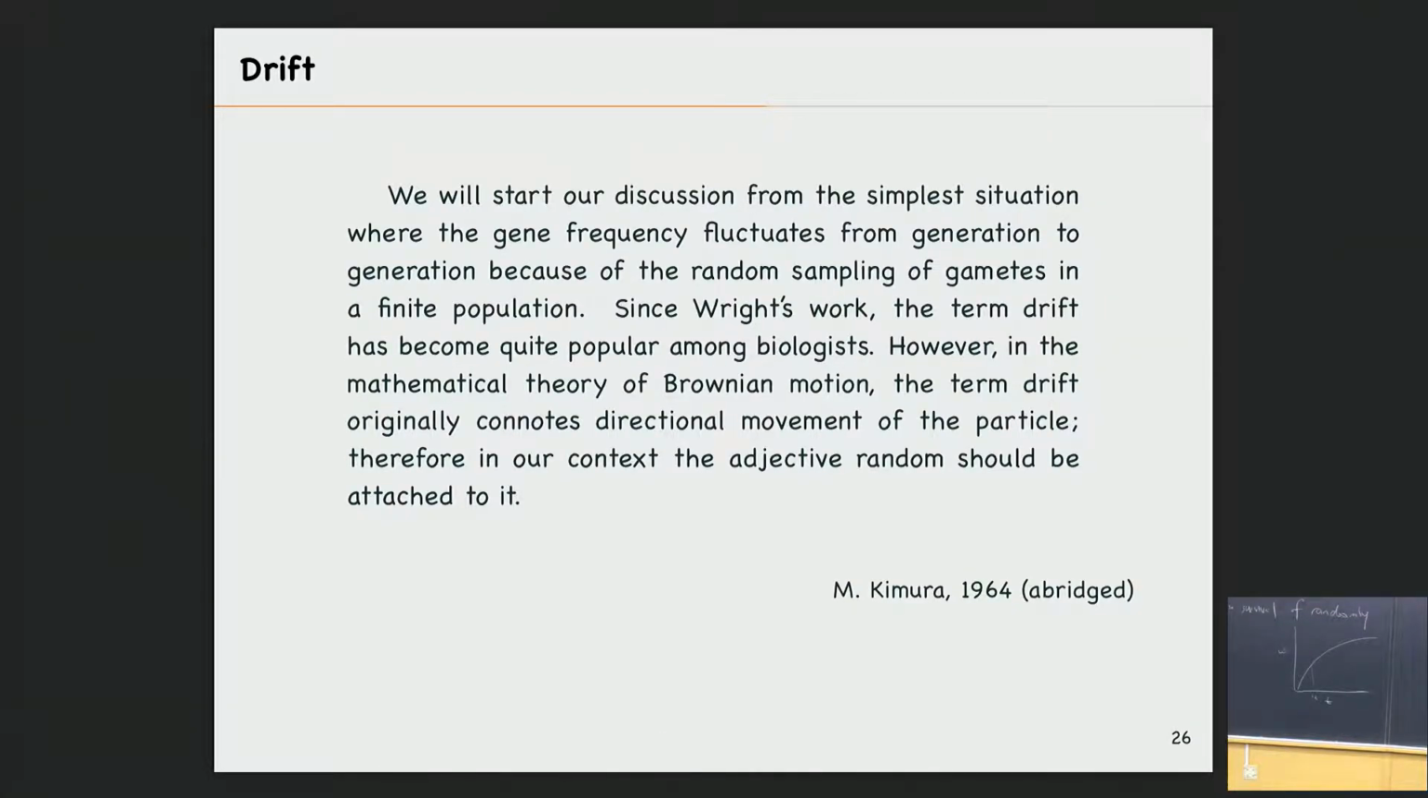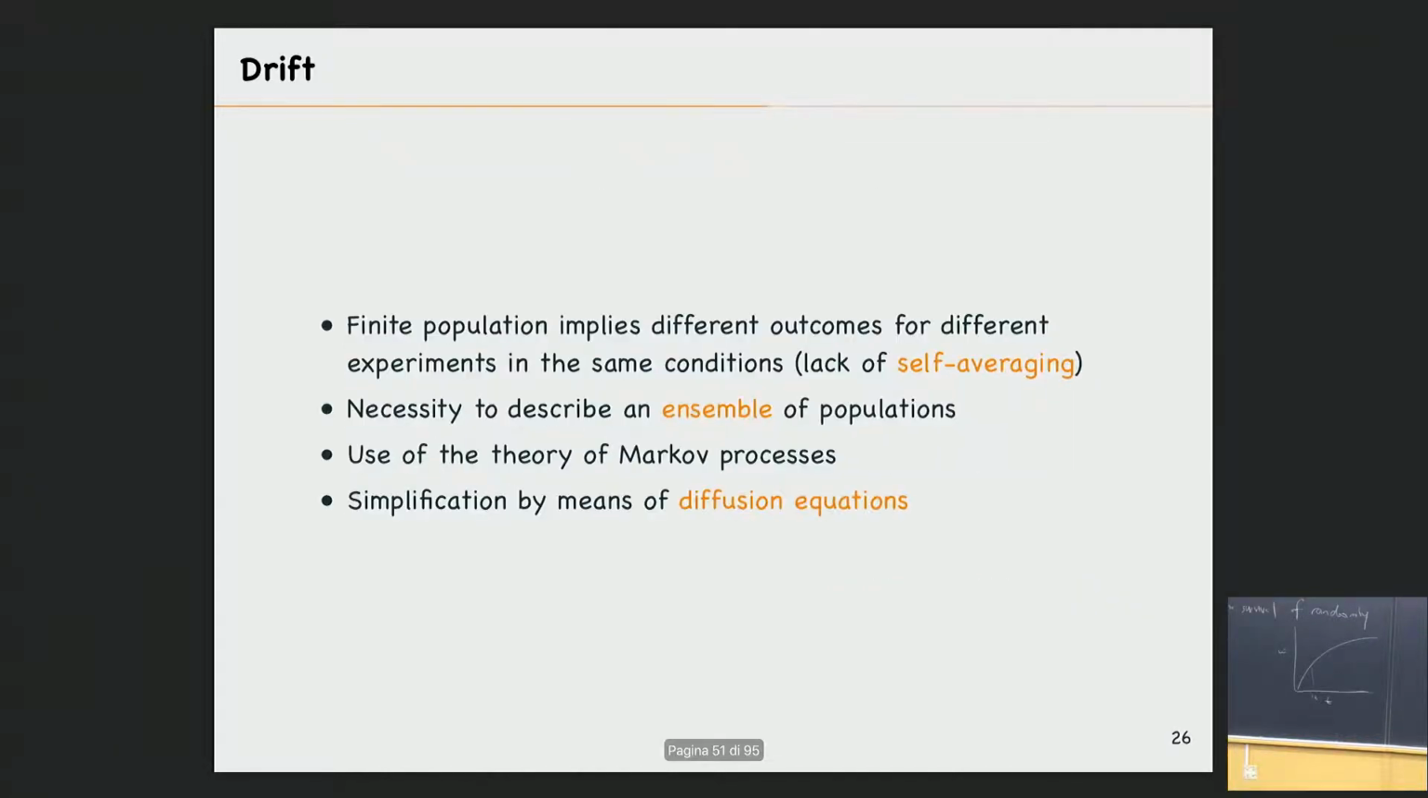Okay. The term drift has become quite popular among biologists. However, in the mathematical theory of Brownian motion, the term drift originally connotes directional movement of the particle. Therefore, in our context, the adjective random should be attached to it. So this again mentions the interpretation of drift. A finite population implies different outcomes for different experiments in the same conditions.